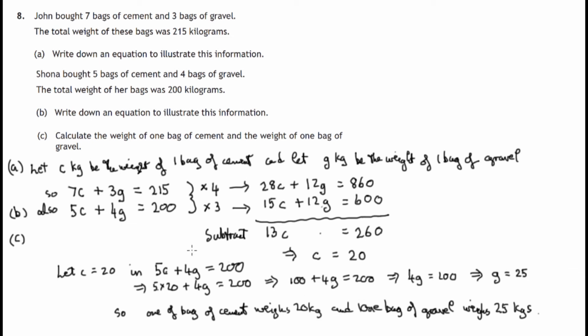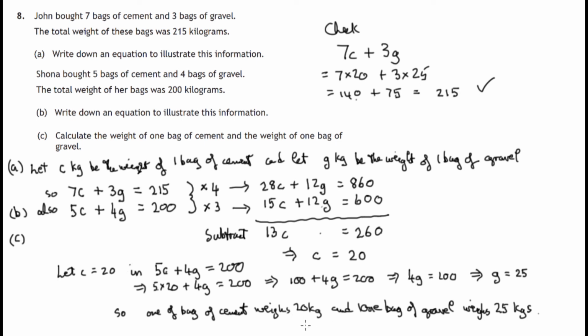Now, if you wish, since we used 5C plus 4G equals 200, we could do a check. Let's do a check to see that everything's okay. 7C plus 3G, this is the equation we never used down at this stage. So 7C plus 3G should come to 215. So 7C we know now is 7 times 20, and 3G we now know that's 3 times 25. So 7 times 20 is 140, 3 times 25 is 75, and certainly 140 plus 75 comes to 215. So that check has worked. These values fit into this first equation and make it true, so these must be the solutions.